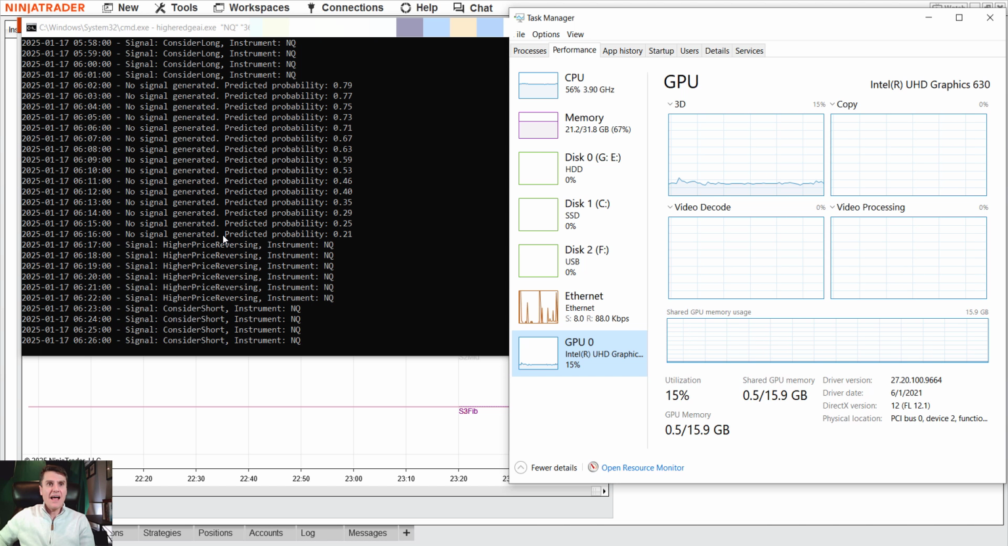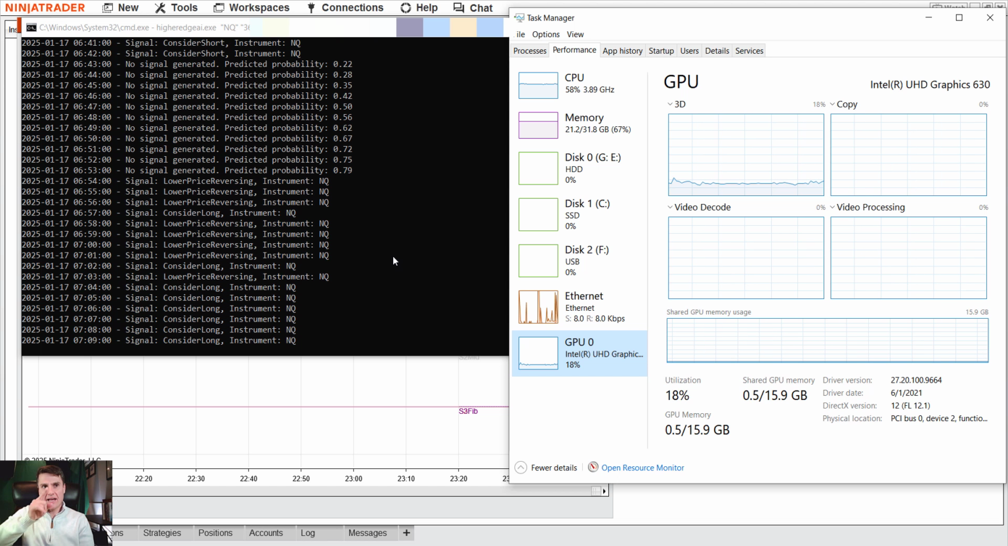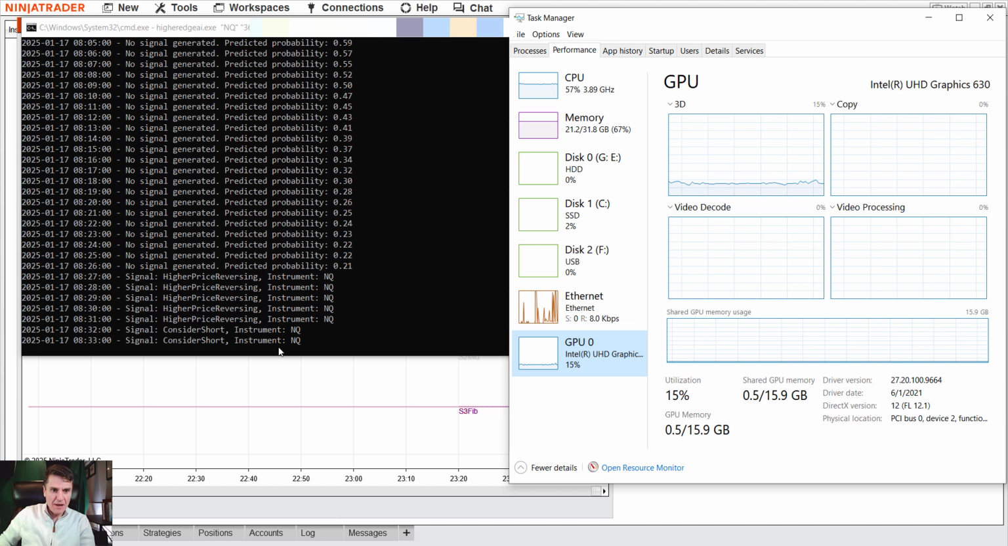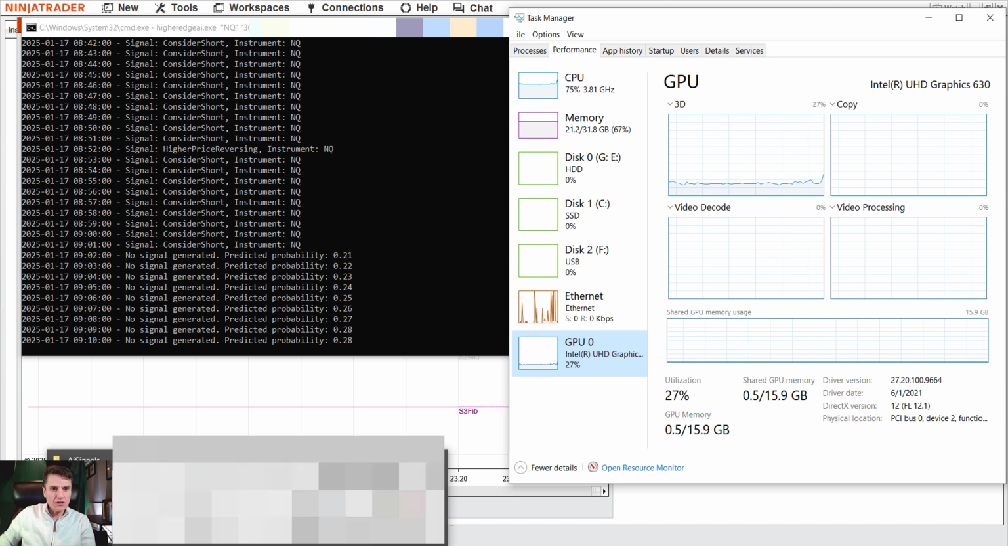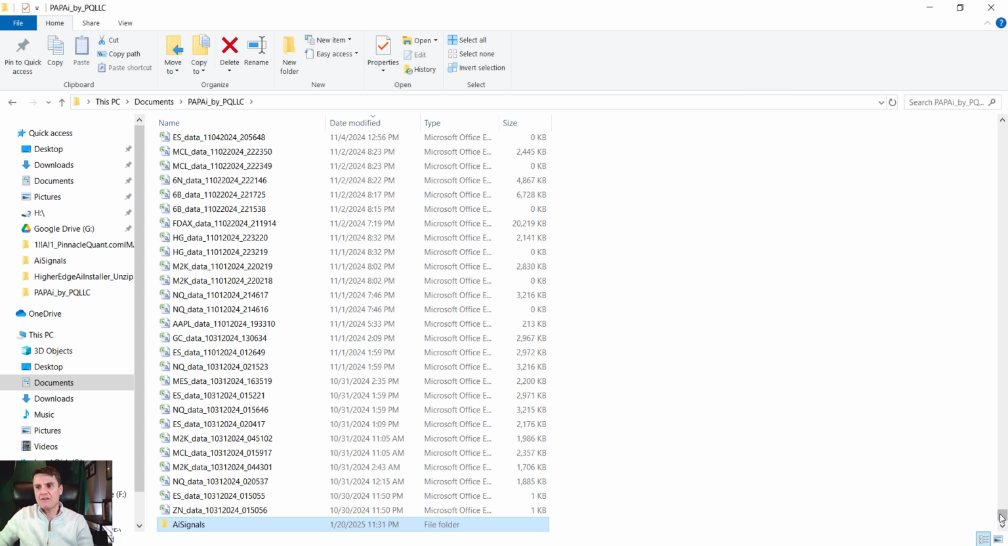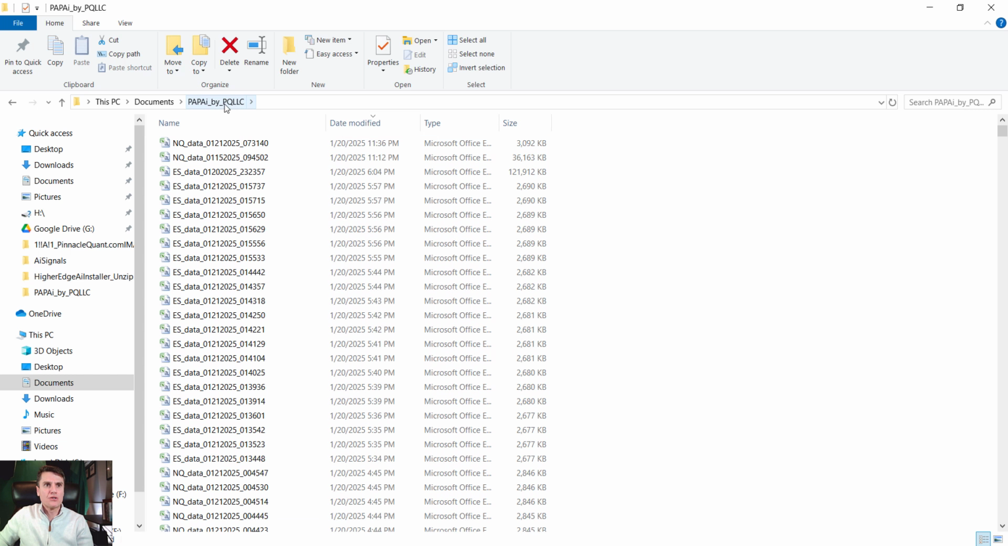Now this is essentially running, and where is this data coming from? This data is essentially the CSV file that I mentioned. In fact, let me show it to you. So let's show you the CSV here. Here are the AI signals where it's being written, but let me show you the actual CSV file. The CSV file is going to be written automatically to this directory.